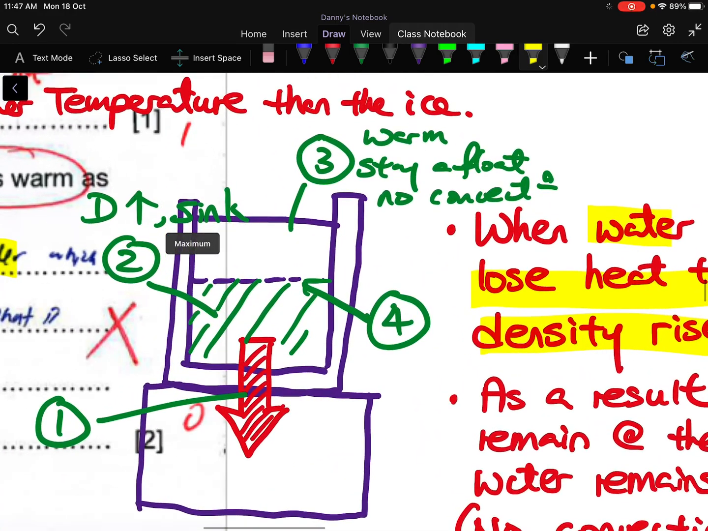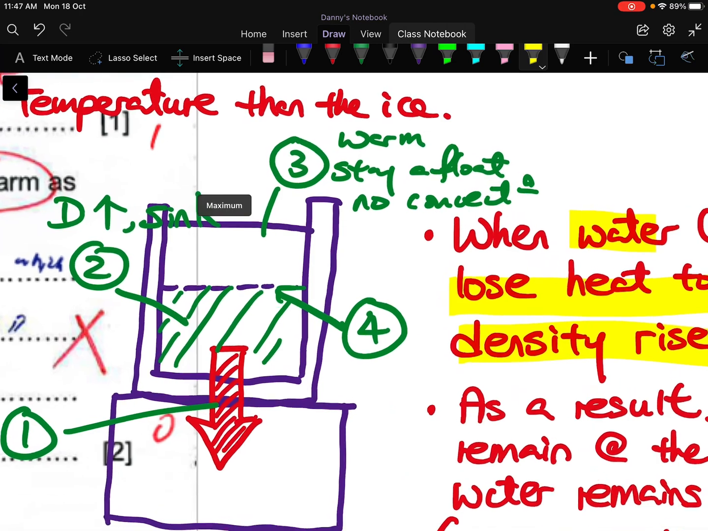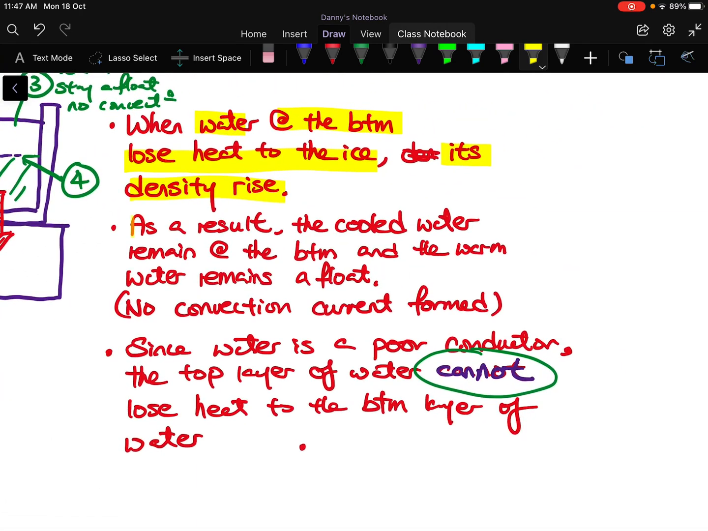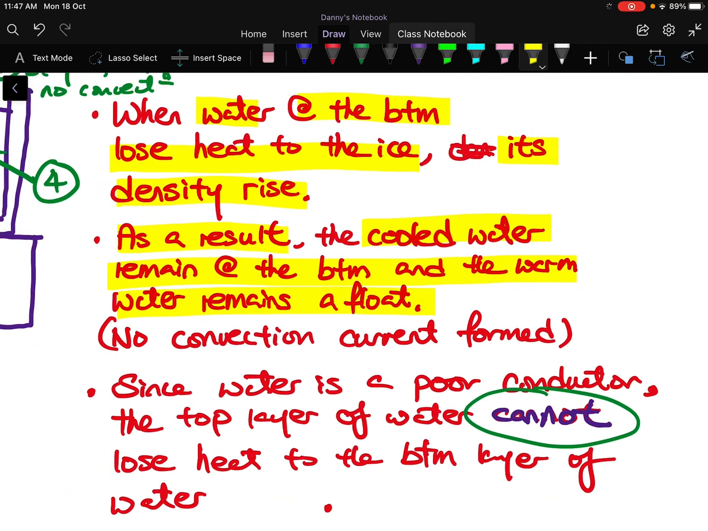In fact, I have covered step 2. But in step 2, I didn't mention the sink. So in my next sentence, I will say something like, as a result, the cool water at the bottom and the warm water on top will remain. The cool water will remain at the bottom because it sinks. Then the warmer water will just remain at the top. And I may add a line that says, therefore no convection current formed.